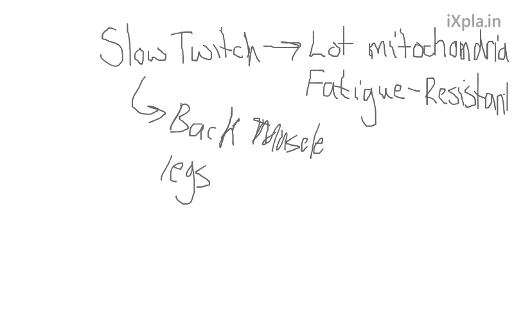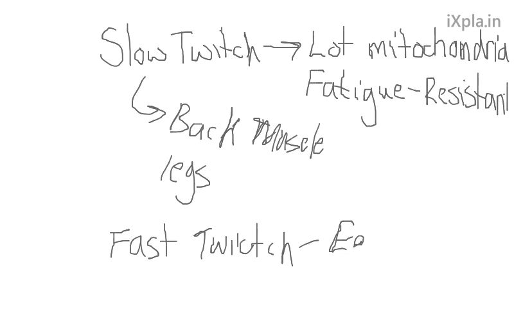Now a fast twitch fiber, vice versa, we'll just compare. Remember, fast twitch have a few mitochondria. Now if we have a few mitochondria, that means we can still make energy with glycolysis and whatnot. That's what it relies on, glycolysis and the ATP-PCr system, because it doesn't rely on the Krebs cycle and aerobic respiration because it doesn't have a lot of mitochondria. You need mitochondria to do aerobic respiration. If you don't have a lot of mitochondria, you can't do aerobic respiration.